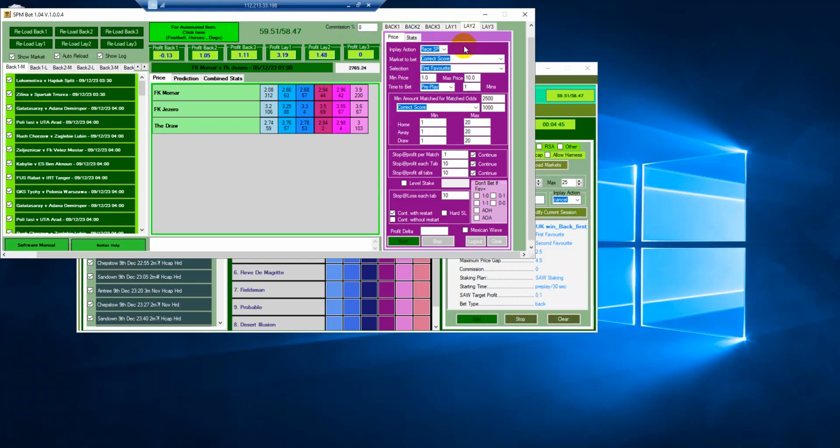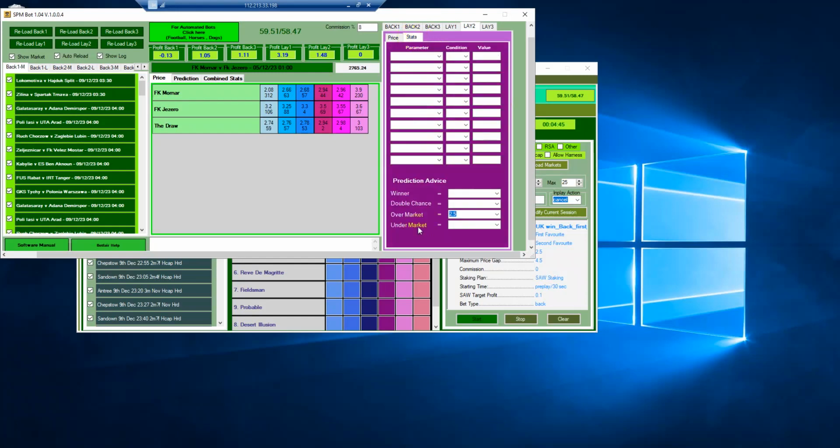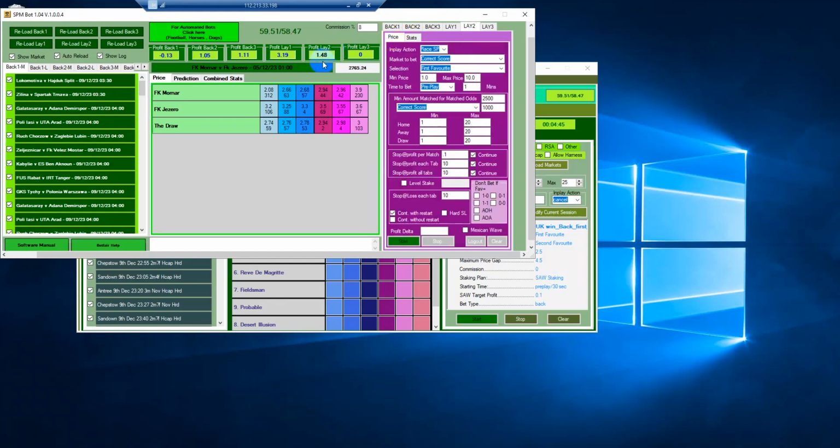Lay Two. I did this video yesterday, so I'm just repeating it again. Place SP, correct score, first favorite, 1 to 10. Pre-play 1 minute before the off. Minimum match odds $2,500 Australian dollars, correct score $1,000, and stats. If you look at stats, we're looking only at the matches where our AI engine is saying it has to be a 2.5 over market bet. So we have 14 points here.